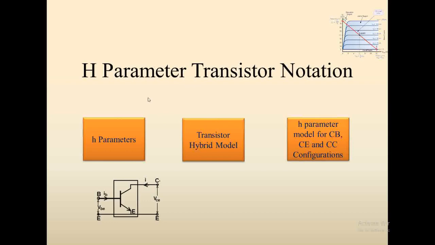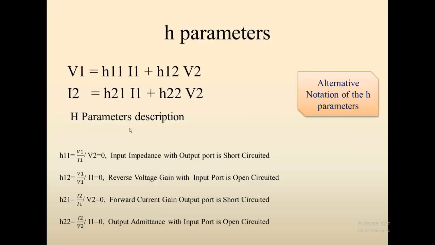We know the H parameters are the hybrid parameters having the descriptions of H11 is the input impedance with the output short circuited, H12 is the reverse voltage gain with the input open circuited, H21 is the forward current gain by making the output short circuited, H22 is the output admittance by making the input port open circuited.